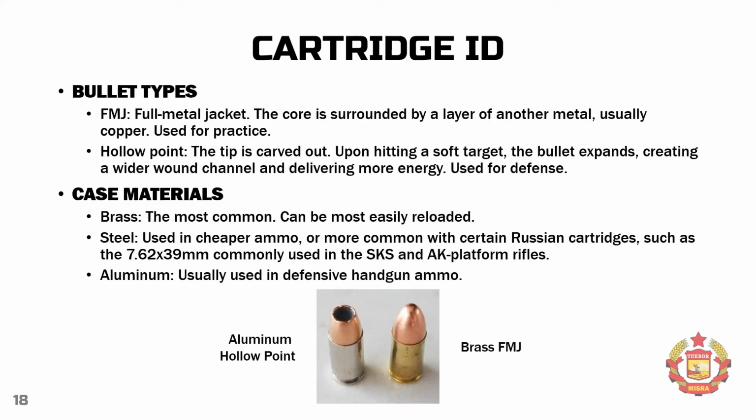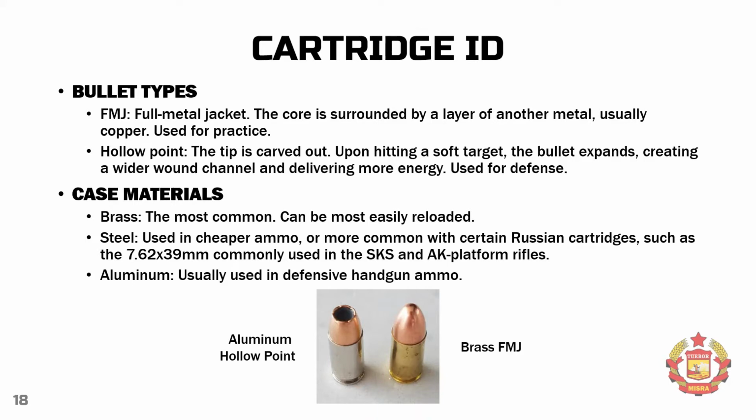So now we can talk about bullet types, because it's not just the cartridge that can change. There are different rounds that you might want to use in different circumstances. So we've got FMJs, which are very common, full metal jacket. It's the quintessential bullet if you've ever seen one. It's just the casing and the lead, or the lead encased in copper. The core, which is usually lead, is surrounded by another layer of another metal, again, usually copper. It's cheaper, used for practice.